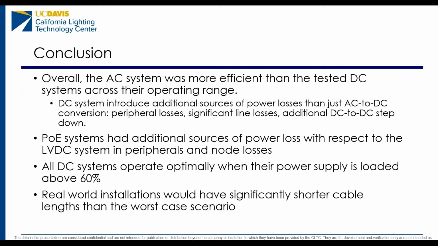The DC systems introduce additional sources of power loss compared to the AC systems in peripheral losses, line losses, and losses for DC to DC conversion. The PoE system had more points of power loss than the LVDC system. And also our testing seemed to agree with the fact that with higher loading on the power supply, you get a higher AC to DC conversion efficiency. And finally, the real world cable lengths would be significantly shorter than the worst case scenario.